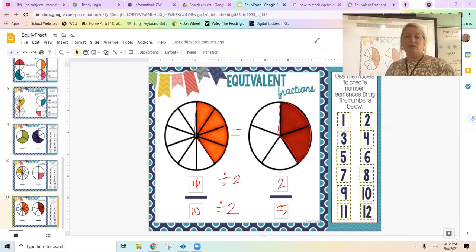I hope you were able to learn some strategies today on how to figure out if a fraction is equivalent. You can use the visual model by looking at the picture, or you can use multiplication and division facts.